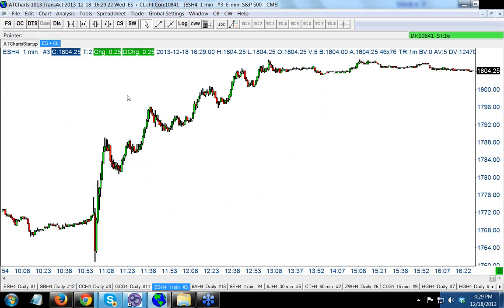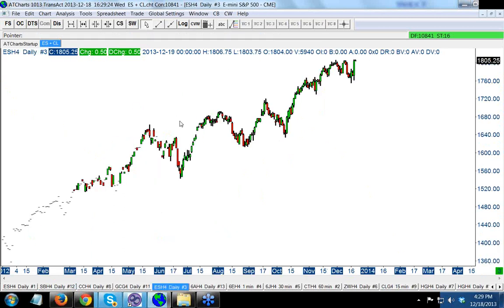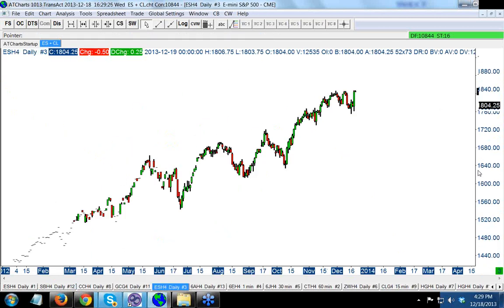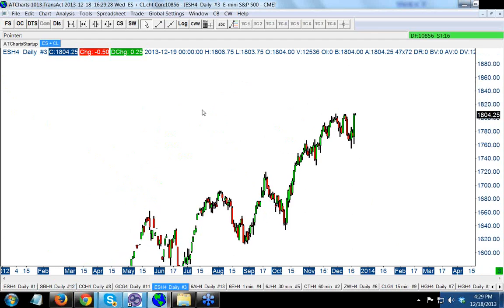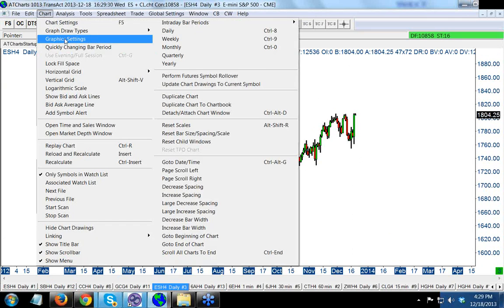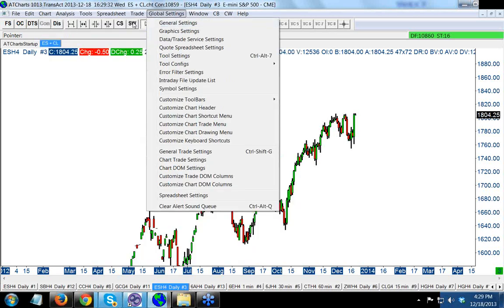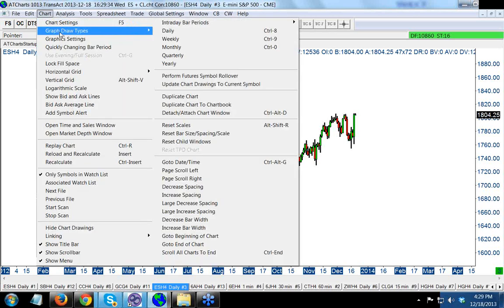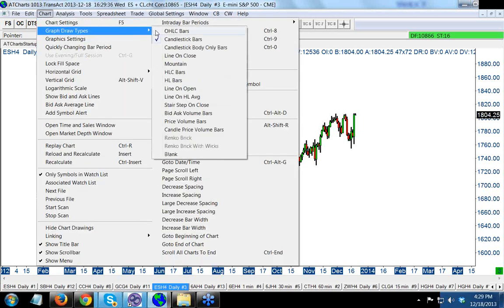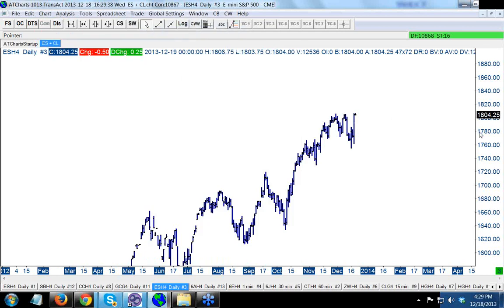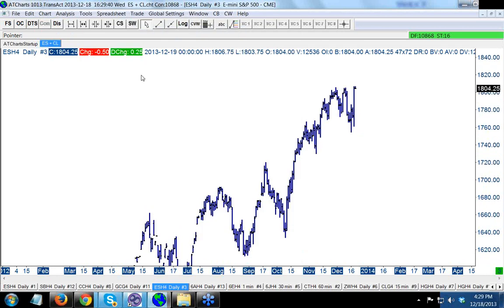Let's take a look at the S&P on the daily chart. Now, I have a candle. If you guys use candles, that's fine. I like to use a very, very simple open, high, low, close. Kind of wild and choppy, but thanks to the FOMC news, we're right back to new highs.